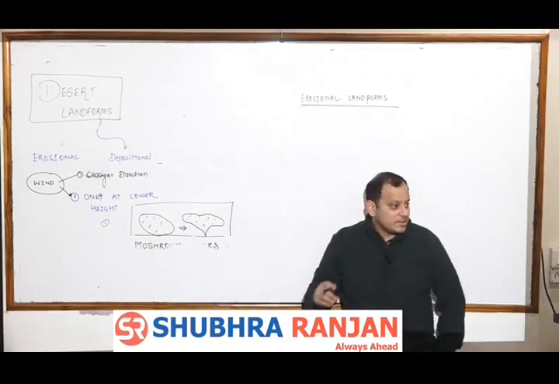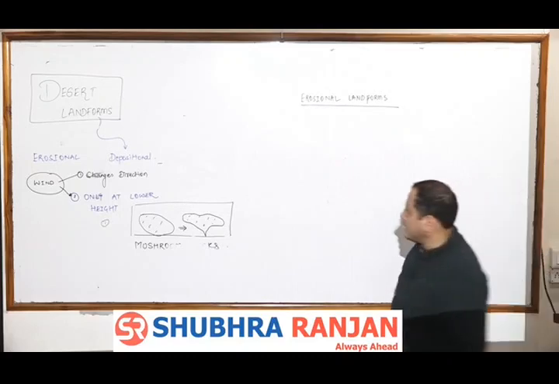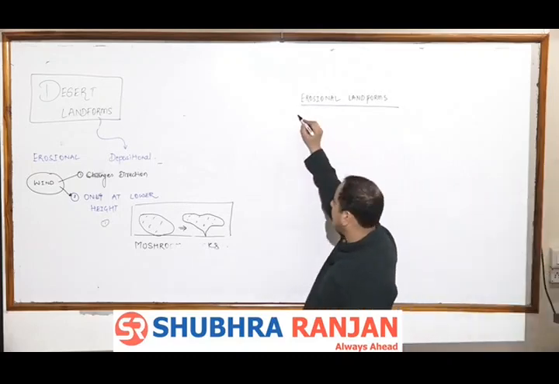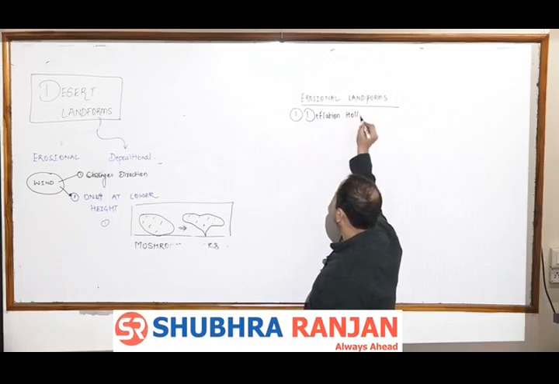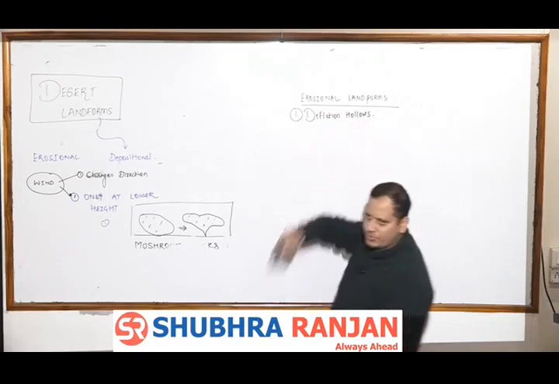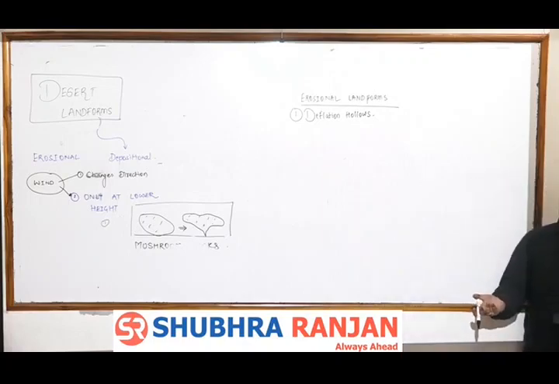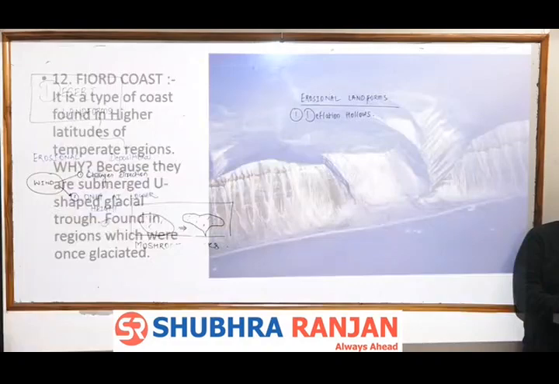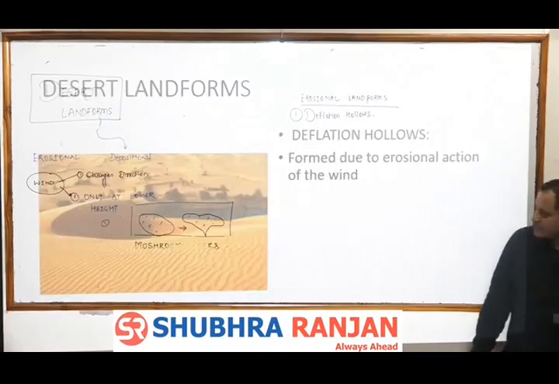These are mechanisms of erosion, methods, and erosional landforms. The first erosional landform we have just done is deflation hollows. No need to write it again. Fine. And you will find this is an example of a deflation hollow.